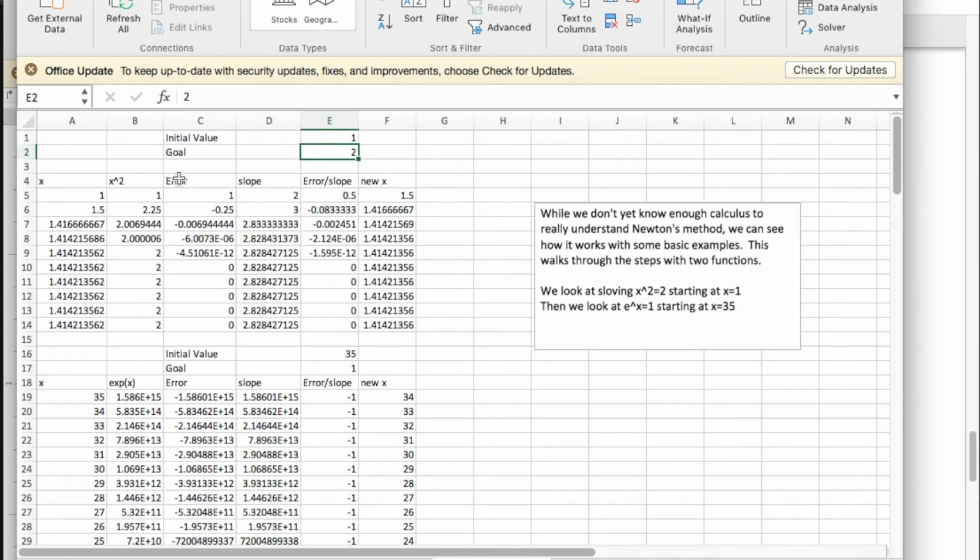So I've set up a spreadsheet. This is the unworked worksheet that starts at x squared, starts at 1, and then follows the step of Newton's method. And we see the first guess has an error of 0.5 because the slope of the error is 0.5. So my second guess is going to be 1.5.